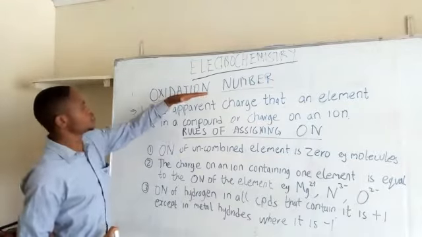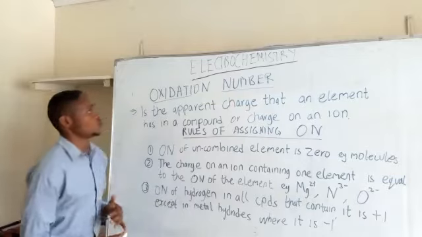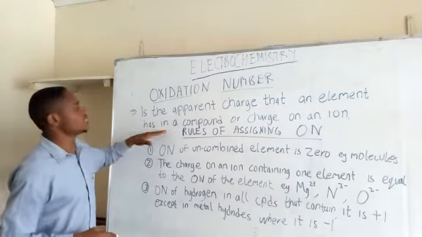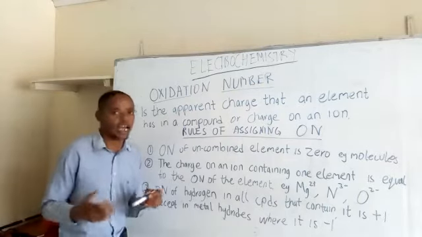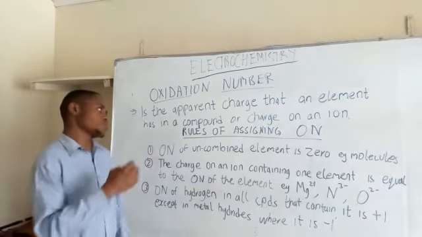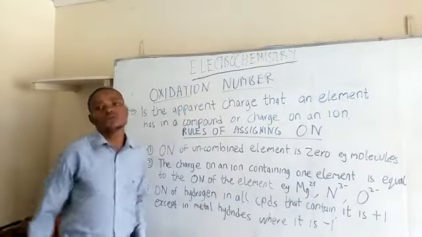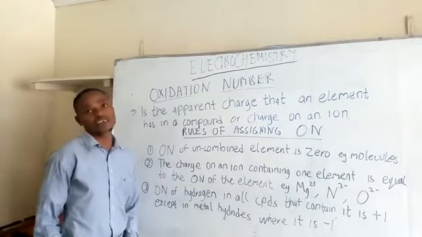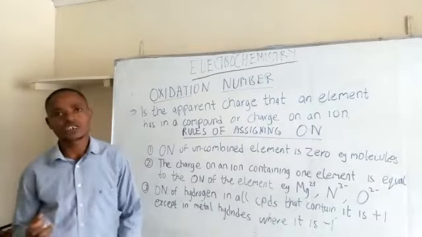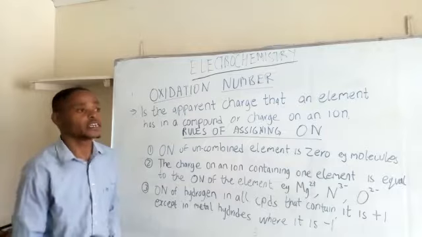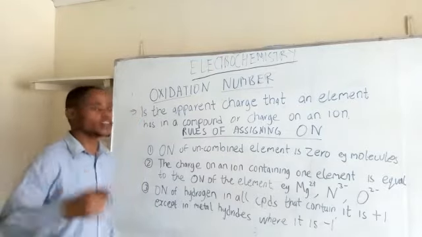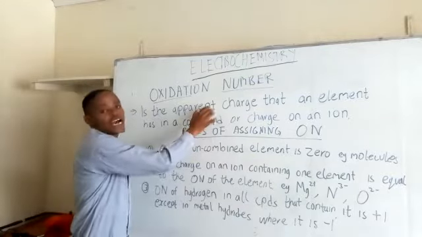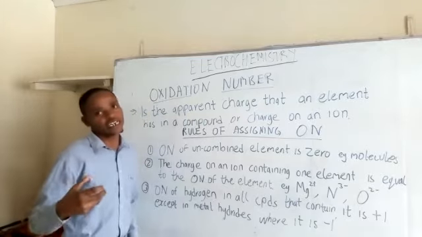So right now, I want us to look at the oxidation number. The oxidation number is the apparent charge that an element has in a compound, or the charge on an ion. It is important for us to always be able to know the oxidation number, because first, using the oxidation number, it is possible for us to trace the movement of the electrons in the redox reaction. And secondly, it is also important in understanding how some of the inorganic compounds are named.